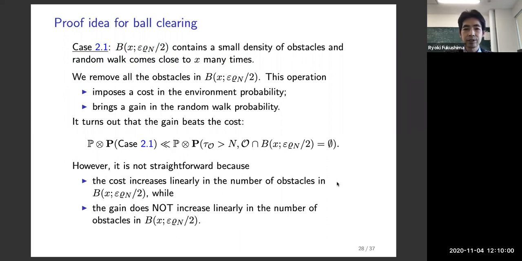But I will not give you the details of this technically difficult part because, okay, you can imagine it's technically difficult, but still this operation is in a sense kind of natural. If there are obstacles, then you want to remove them. Then when you remove them, what you can gain is only in the random walk probability. And if there are many visits to this ball, then you can hope that there is a way to make it. So it's a matter of energy. It's not a matter of new idea.